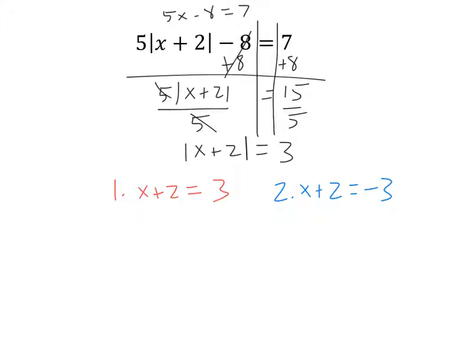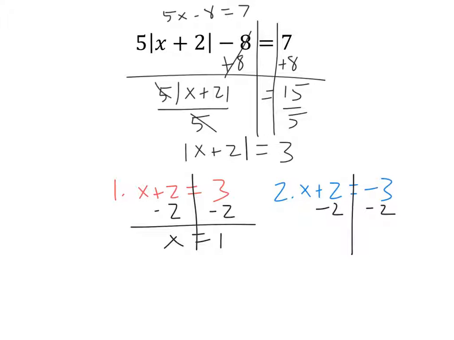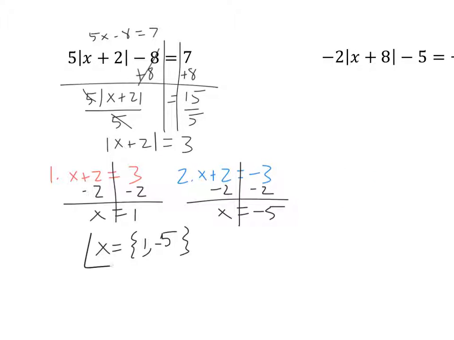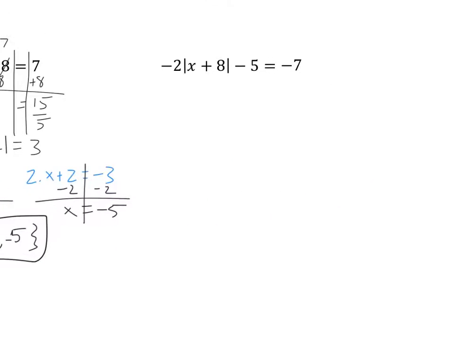All right, so in this case, we can go ahead and solve, and now we want to subtract 2 on both sides to end up with x equals 3 minus 2, which is 1. And if we subtract 2 on both sides over here, we get x equals negative 3 minus 2, which gives us negative 5. So my answers here are x equals 1 and negative 5. Okay, those are my 2 answers for this equation. And I can box them there.